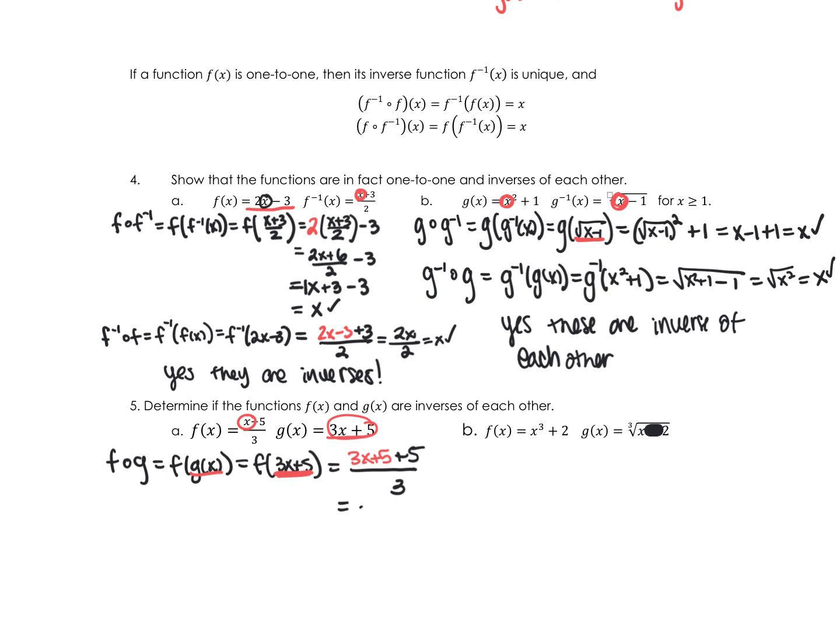So we'll add those 5's together, and we'll get 3x plus 10, and then divide by 3. And we'll get 3 divided by 3 will be x, and then 10 divided by 3 is not a nice number. So we'll have x plus 10/3. So this is not good because this is not just x. So these are not inverses.